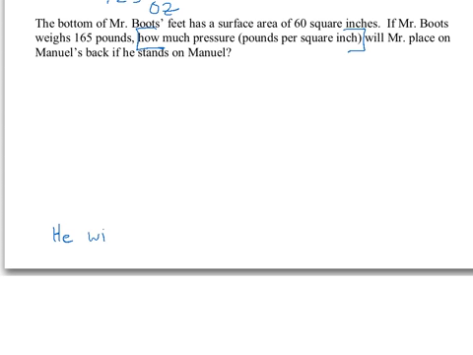He will place blank pounds per square inch on Manuel. So you don't have to understand pressure, you just have to understand we need pounds over square inches.